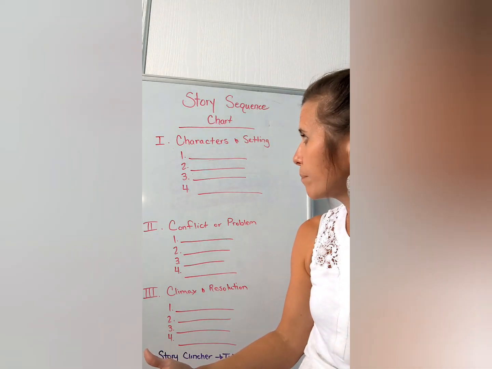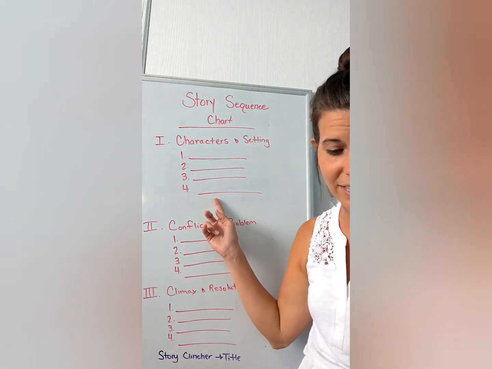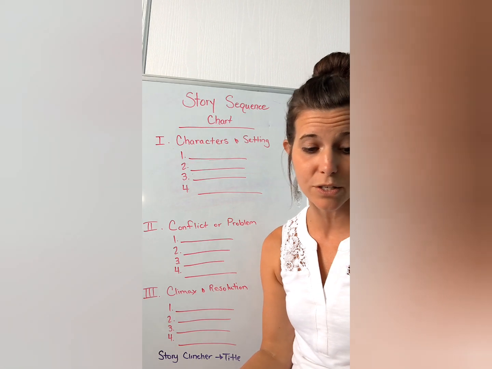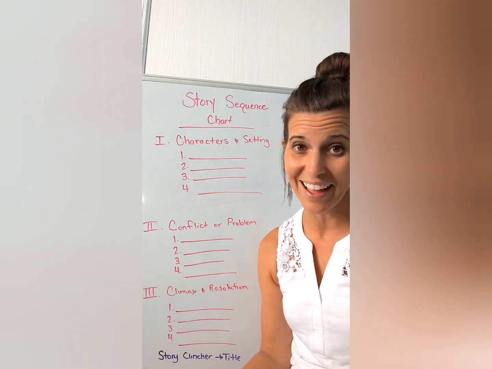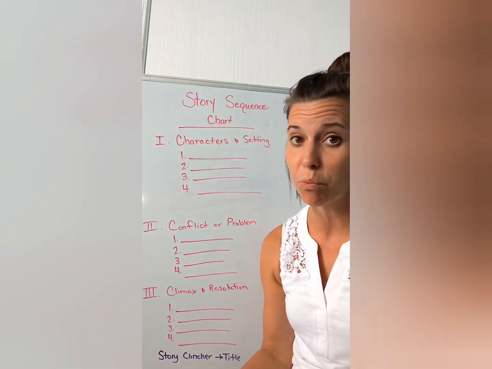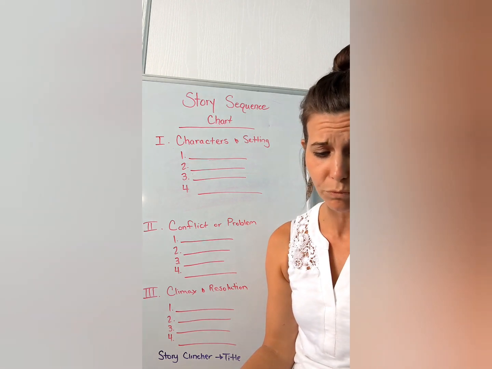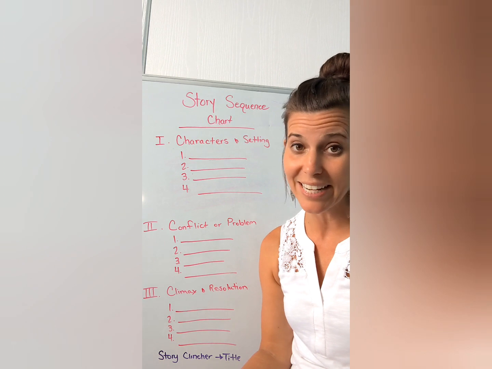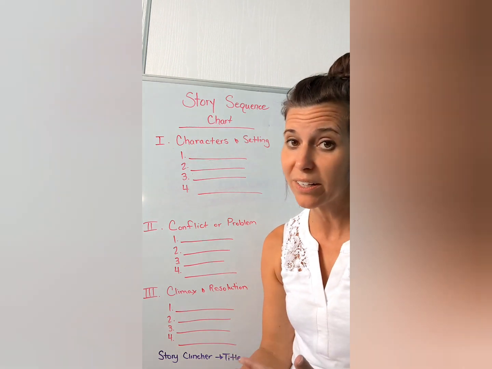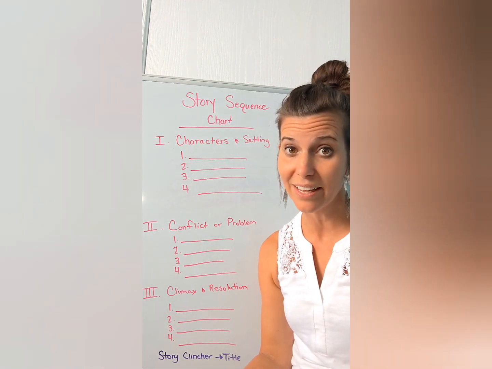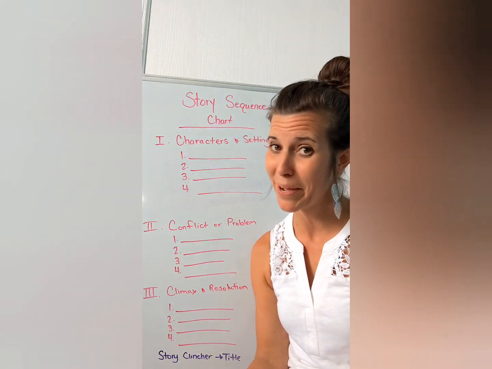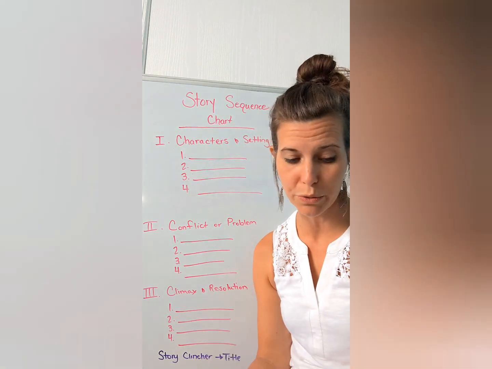So in paragraph 1, the characters and the settings, the students will answer questions about who is in the story, what are they like, describe the characters, where does the story take place, when did it happen, where did the characters go, or where did they live. So these questions help to put almost like a once upon a time idea to their story.